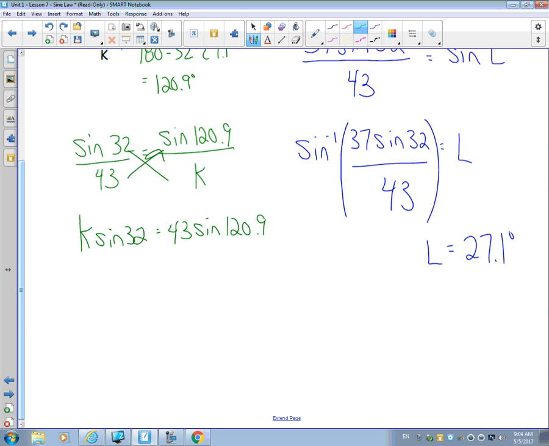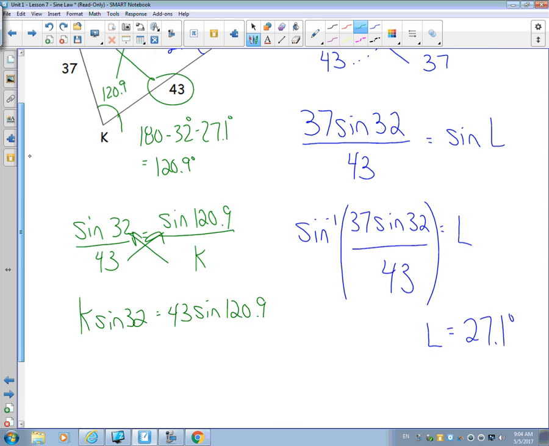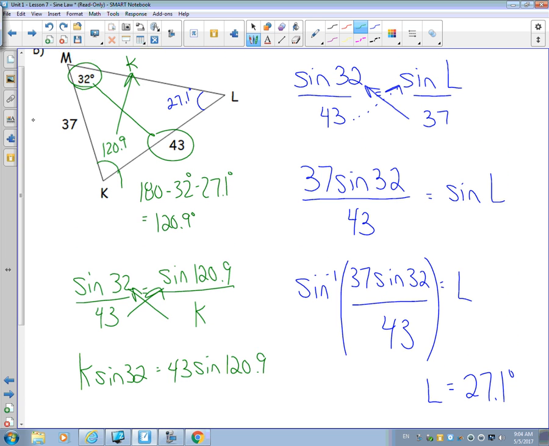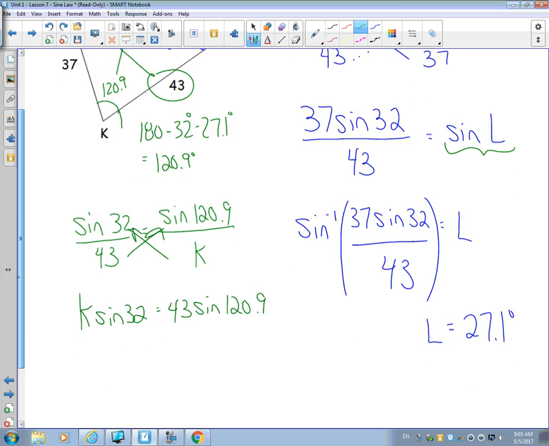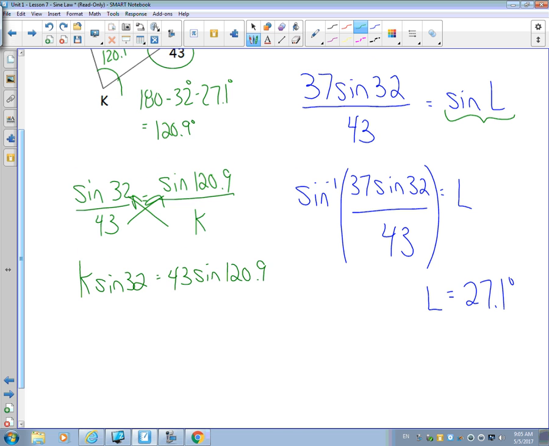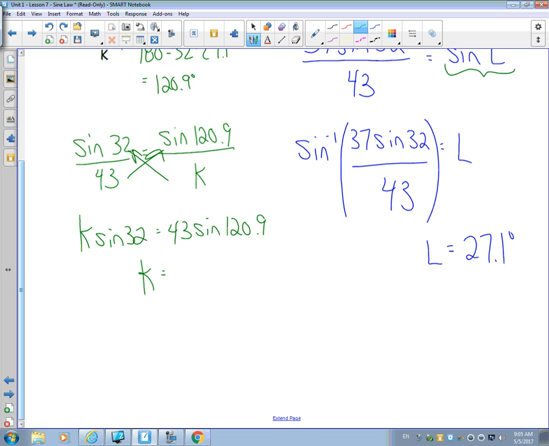And I'm cross multiplying both here. I didn't in the first question, the blue one, because I wanted to get L by itself. But here, I have to, because k is on the bottom of the fraction. So to get k by itself, I need to divide it out by sine 32. Okay, all into our calculators at one time, and we get 69.6.